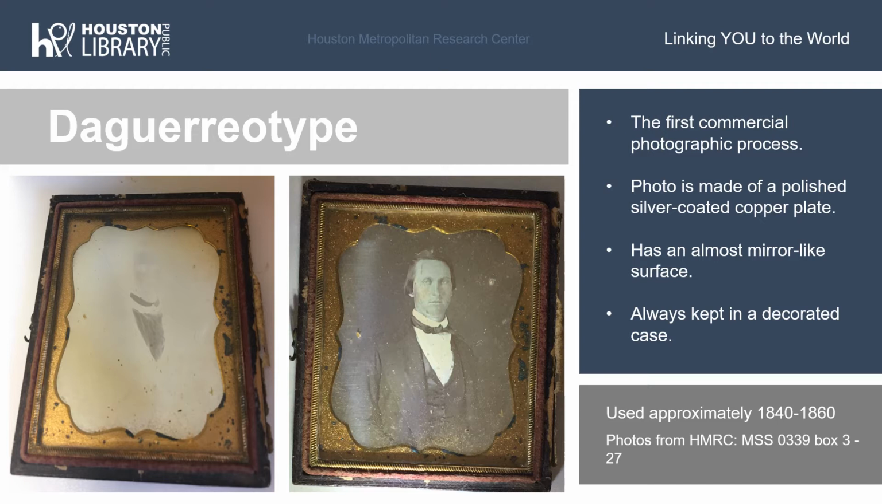A daguerreotype can be distinguished from other cased photographs because this photo can appear as either a positive or a negative image depending on the angle of the light, as you can see in these two photo examples here. This means that when angled towards a light source, the colors of the photo will appear in reverse.